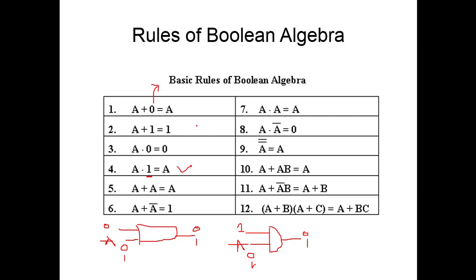Similarly, A plus 1 is equal to 1 because it is an OR operator. In an OR operator, if any of the inputs is 1, the result is always 1. And A and 0 is always equal to 0 because for an AND gate, if one of the inputs is 0, then the output is always equal to 0 no matter what the value of the other input is.